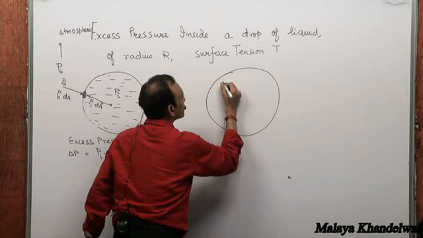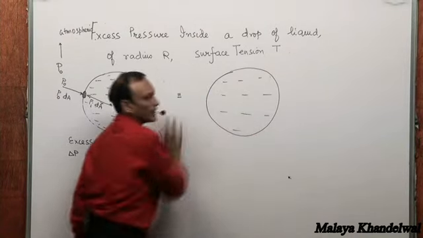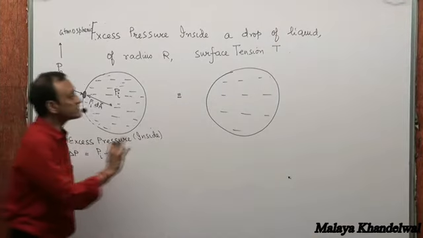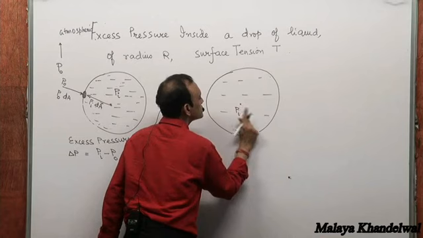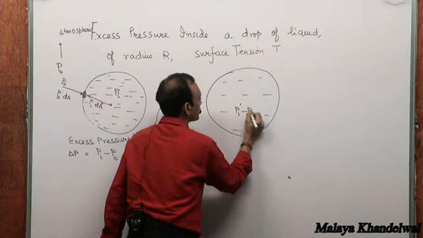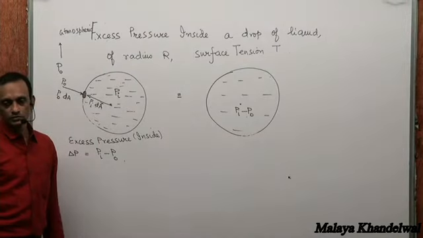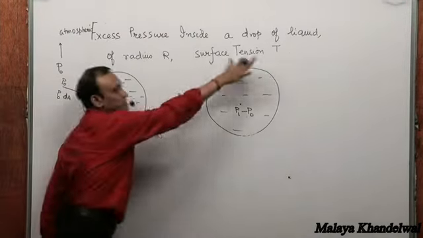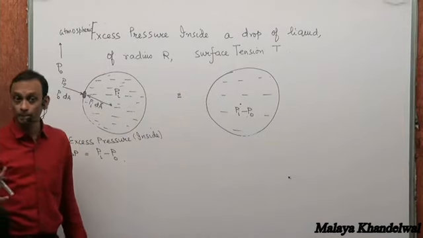that in this liquid, as if there is no atmospheric pressure, but the pressure inside is Pi minus P naught. Pi minus P naught is the pressure inside. Equivalent. And there is no pressure outside. That's the equivalence. There is no problem with that.